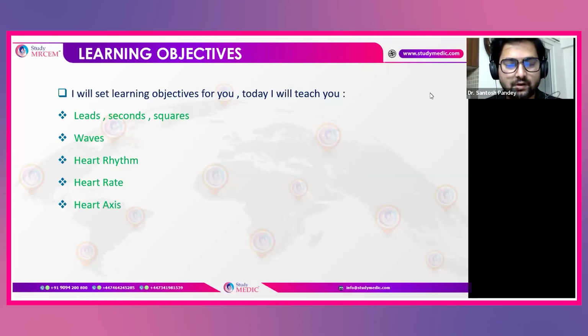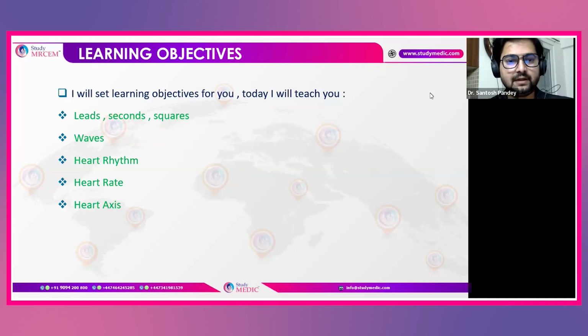Then talk about axis. For the axis, teach him to see the axis from lead 1 and lead 3. Teach him in the easiest way. Tell him if you see lead 1 and lead 3, tell him to look for the R wave, the positive R deflection. If both are in positive deflection, that is the normal axis.